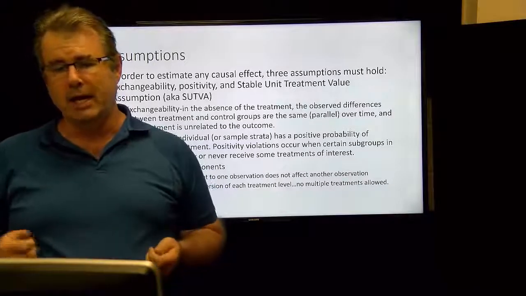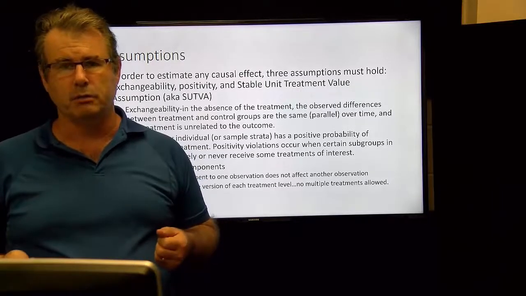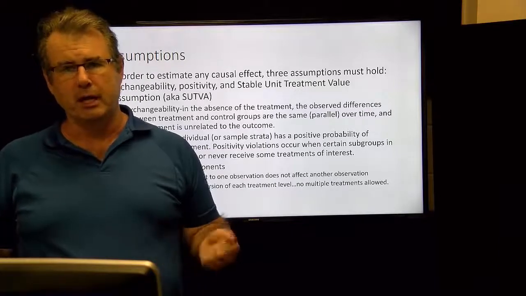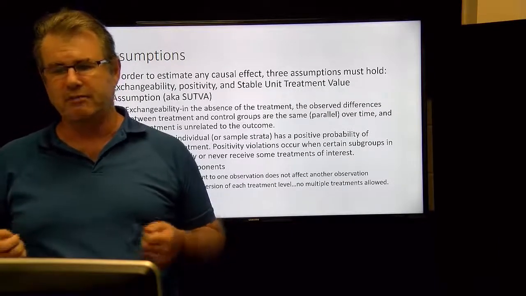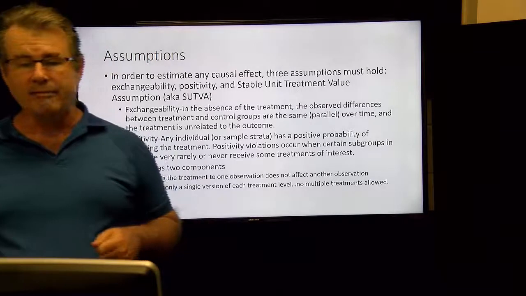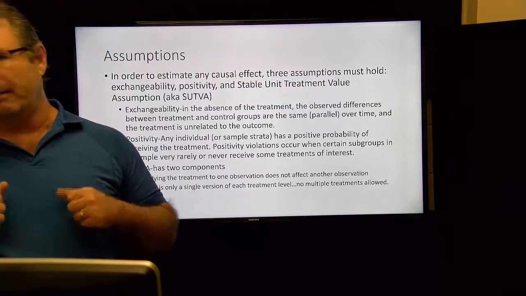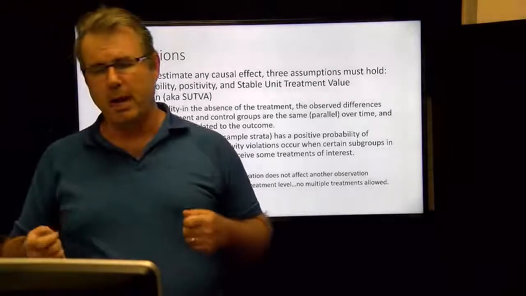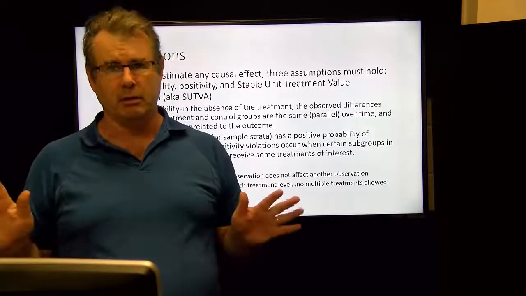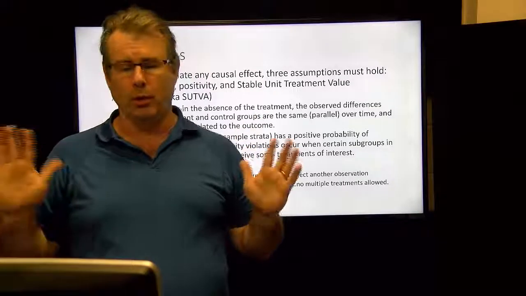Positivity just means that any individual in the sample has a positive probability of receiving the treatment. So it's almost as if there's a potential that they could be randomly put into one group or the other. Positivity violations occur when certain subgroups in a sample either very rarely or never receive access to the treatment. So in this case, what we would be thinking about is they don't receive the policy, or they're not subjected to the policy ever. Good. We'll deal with that.